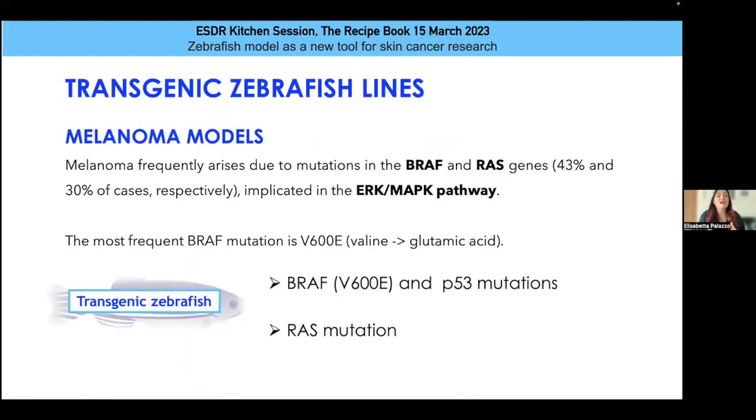Melanoma, as you may know, presents heterogeneous mutations, but frequently arises from mutations in BRAF and RAS genes, which are implicated in the oncogenic pathway.